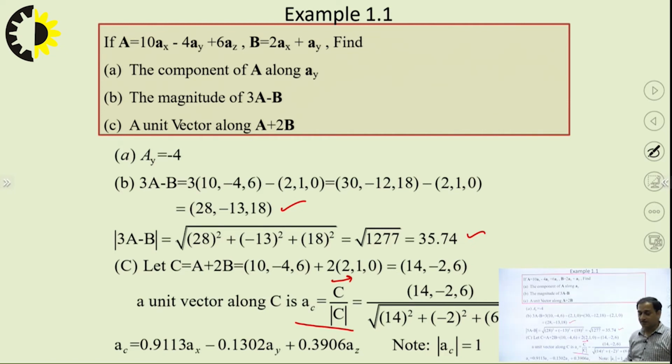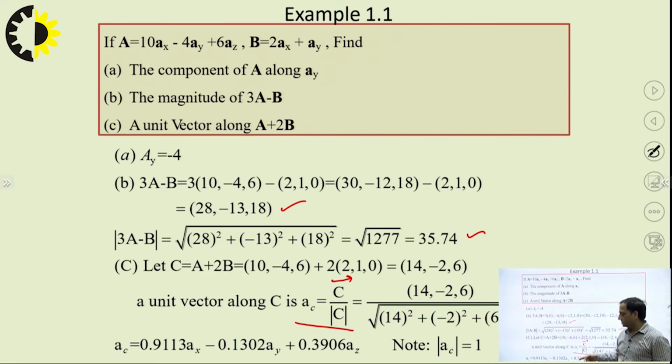And a very important point is, no one is asking about the magnitude of this. So when you take the magnitude of this one, it will be 1 only. So you can verify your answer as well. The magnitude of the unit vector is 1.